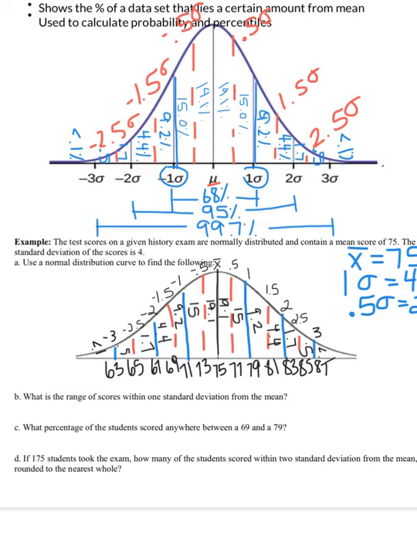Okay? So, letter B, what is the range of scores within 1 standard deviation from the mean? The range of scores, so that would be from minus 1 standard deviation, that's here to here. So if you are within 1 standard deviation away, you are between a 71 and a 79.